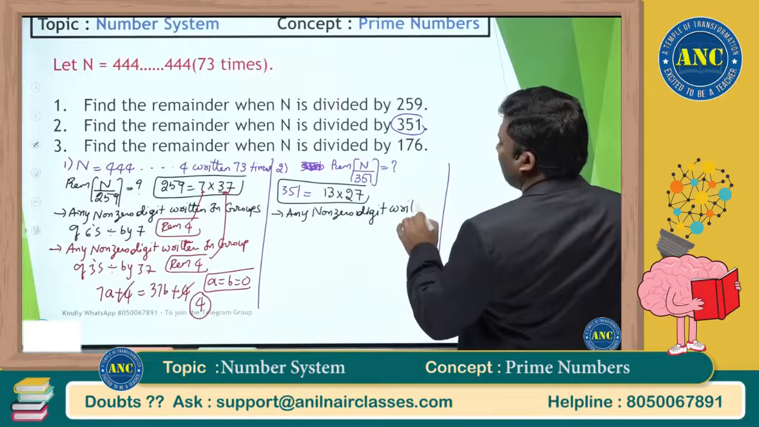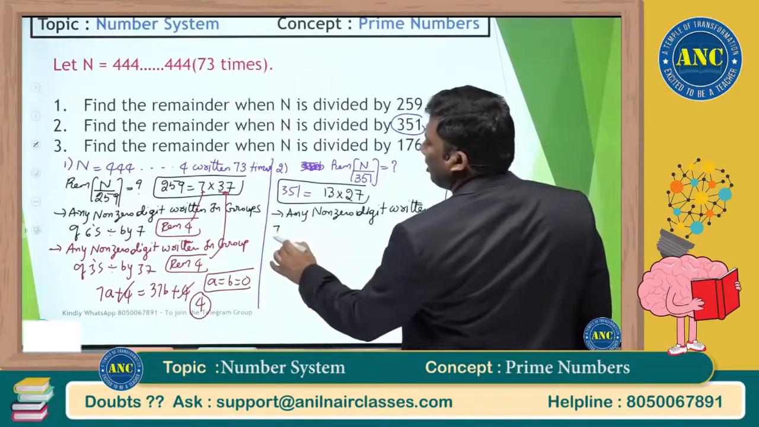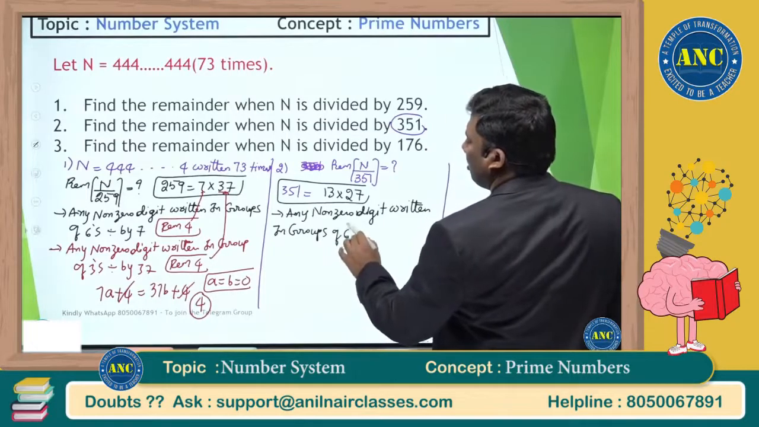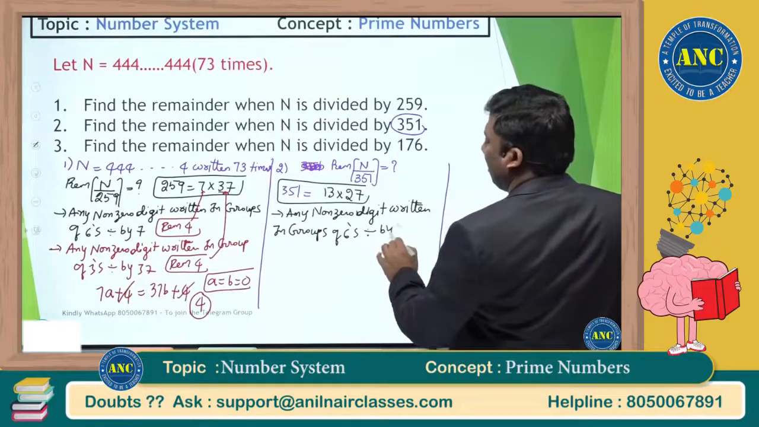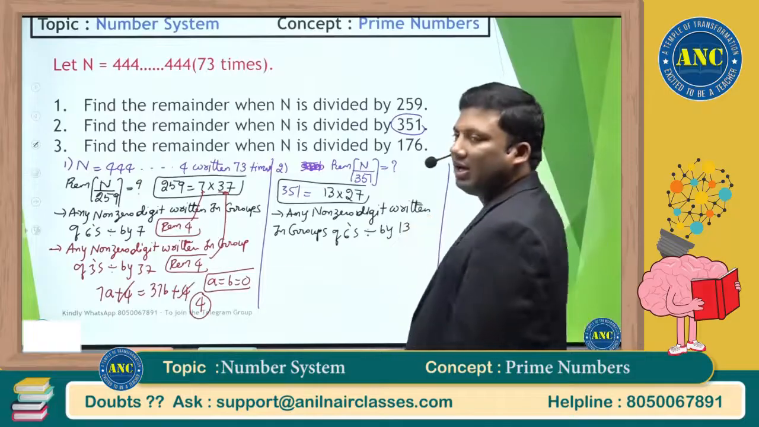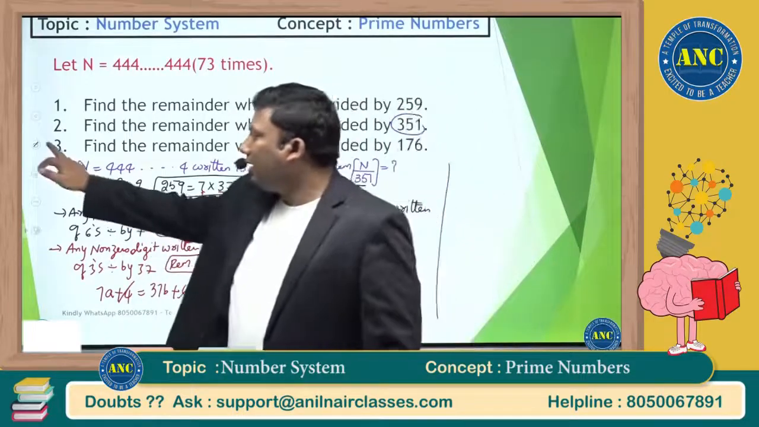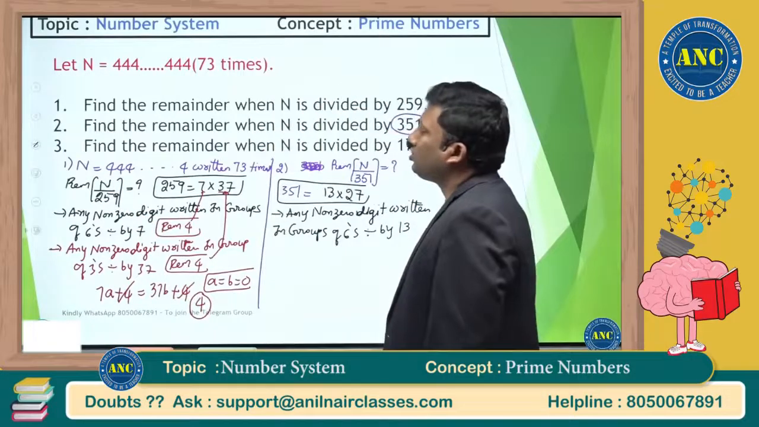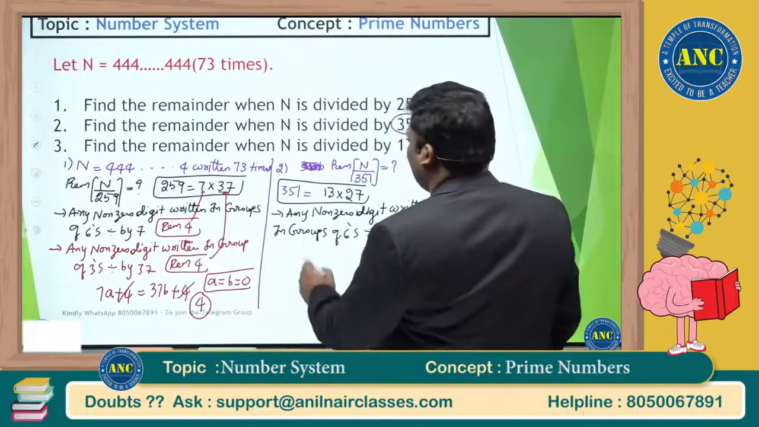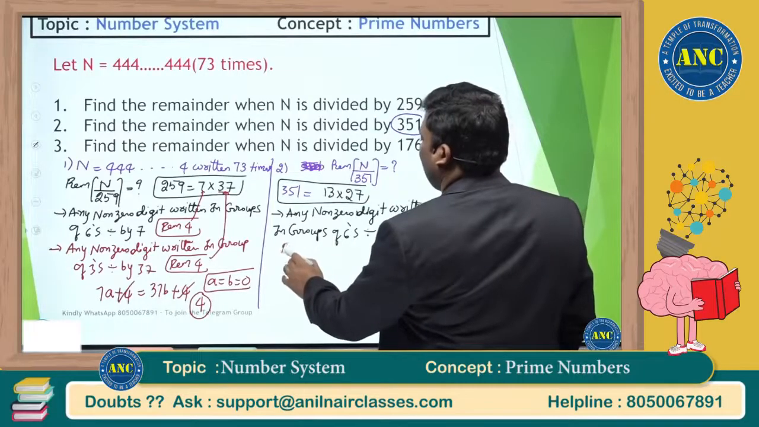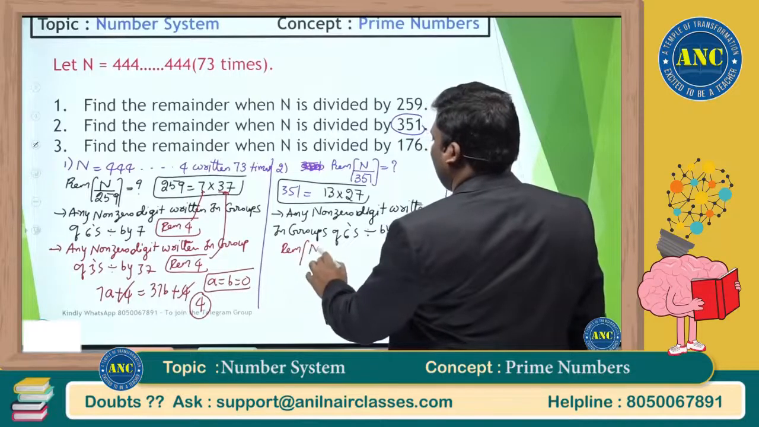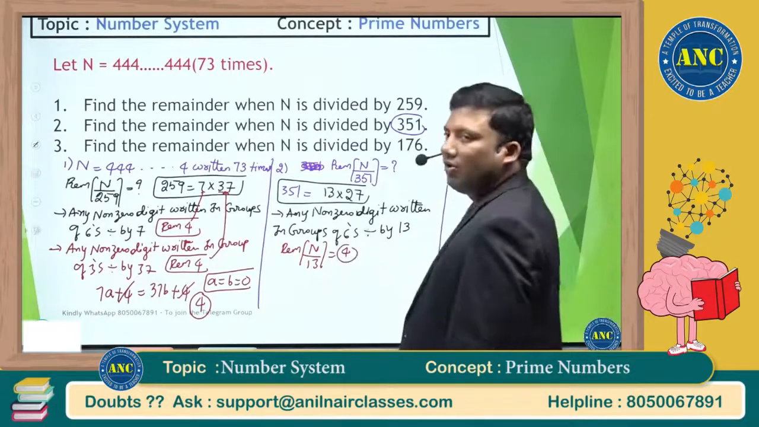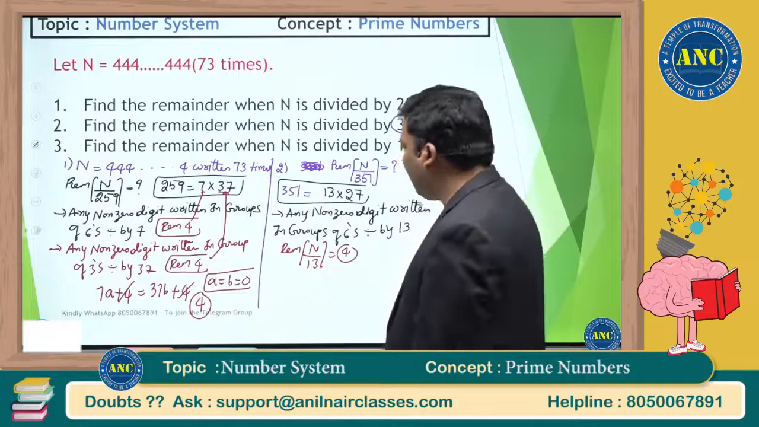For 13, already we discussed any non-zero digit written in groups of 6 is always divisible by 13. 6 times it is 0, 12 times 0, 6 12s are 72 times it is 0. So what will be the remainder when N is divided by 13? One 4 is left. I hope the idea is clear.